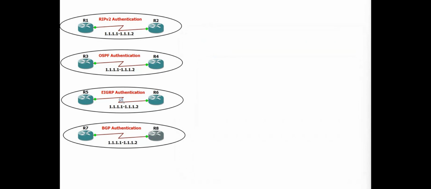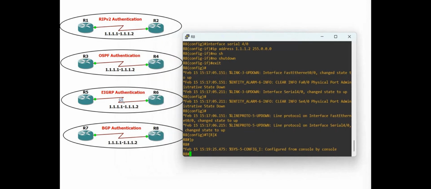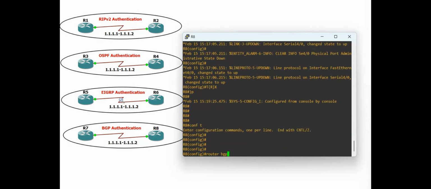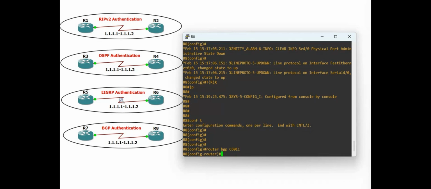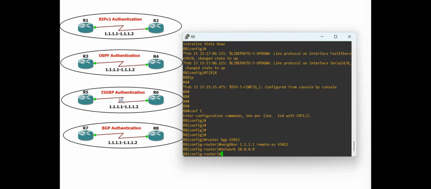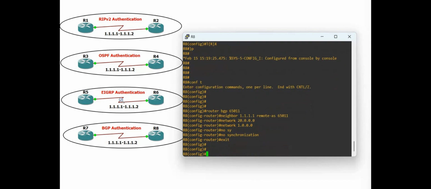Now we are going to configure this router 8. Router BGP 65011, neighbor is 1.1.1.1 and the remote AS is 65011, and the network is 20.0.0.0 and network is 1.0.0.0. No synchronization. Exit. Let's verify.